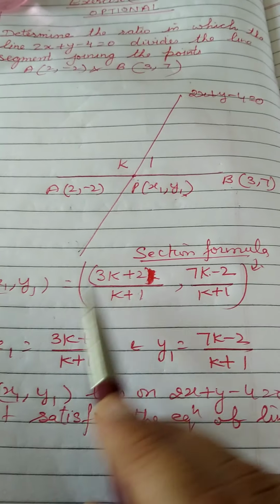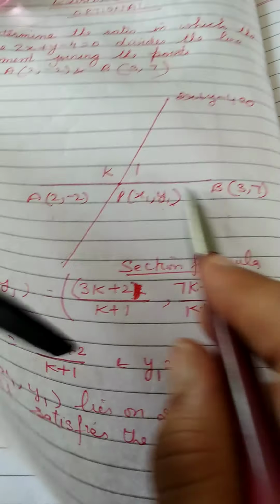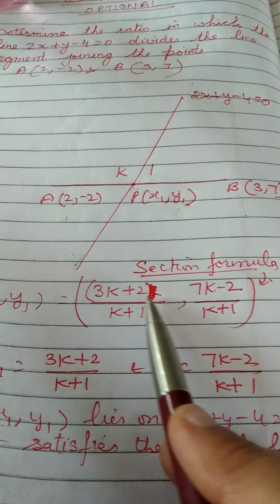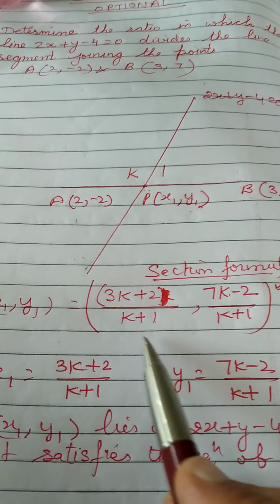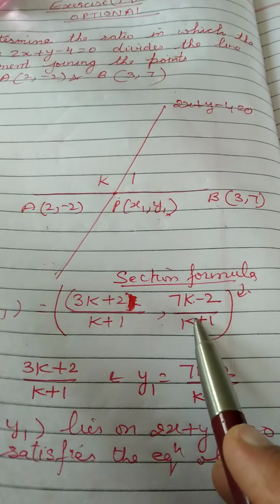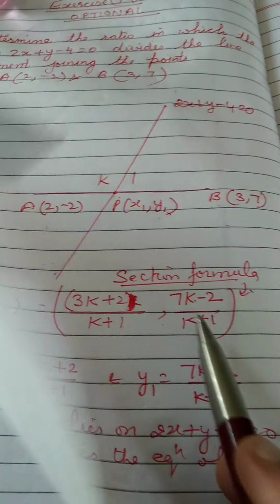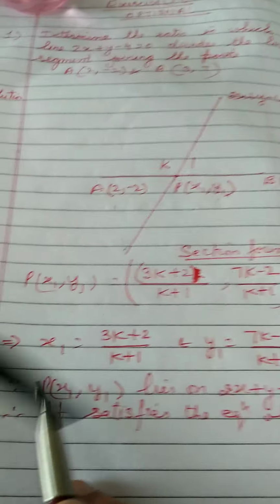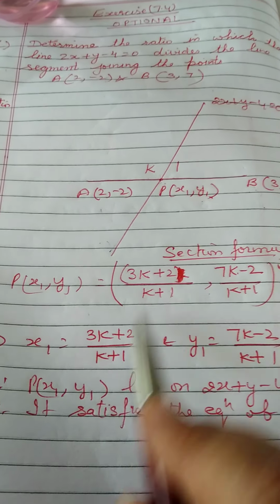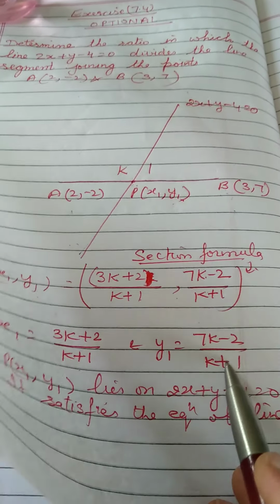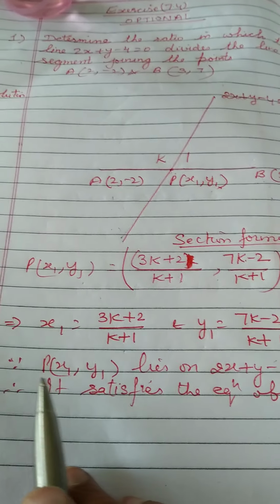P (x1, y1) is k into 3, means 3k, plus 2 into 1, means plus 2, upon k plus 1, and k into 7, means 7k, and minus 2 into 1, minus 2, upon k plus 1. Now x1 is (3k plus 2) by (k plus 1) and y1 is (7k minus 2) by (k plus 1).